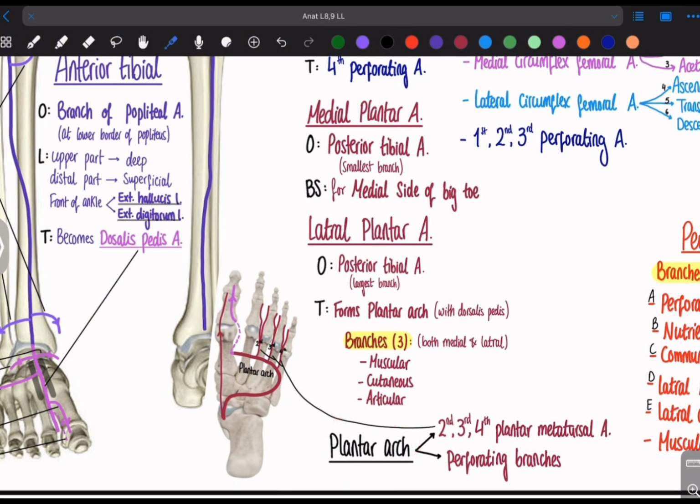So the plantar arch is going to give us, we said, two branches. What's the first branch? Perforating branches. Okay, that's the first part. Not very important. The second branch, which is very, very important, is the second, third, fourth plantar metatarsal artery. We can see them here. You need to remember it's the second, third, and fourth, not any other ones, okay? So the second, third, and fourth plantar metatarsal arteries are branches from the plantar arch, okay?